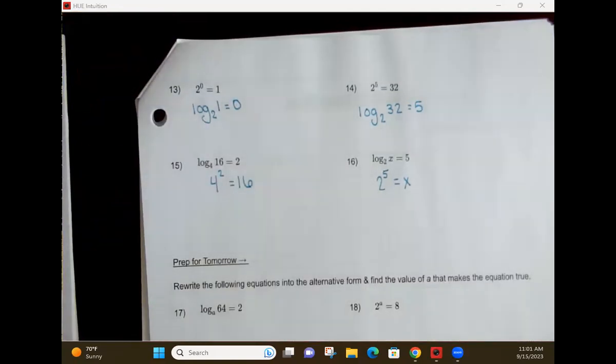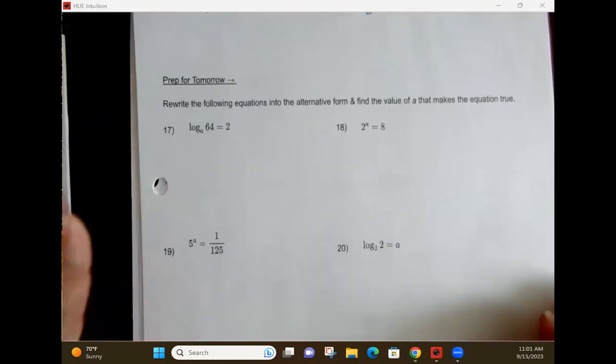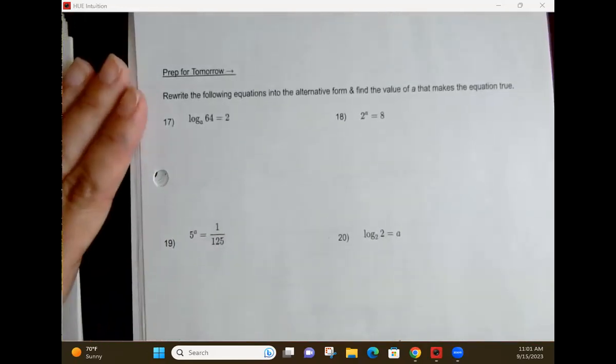Questions for me on those? This is something that gets easier the more that we do it. So the more that we practice, the more problems we go through, the easier it gets to be able to swap between those forms. What I would like you to work on now are the practice problems at the bottom of page 11, so 17 through 22.